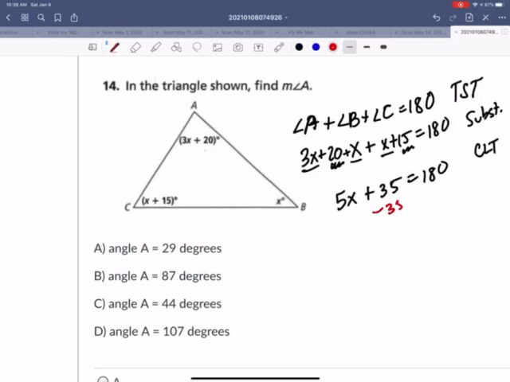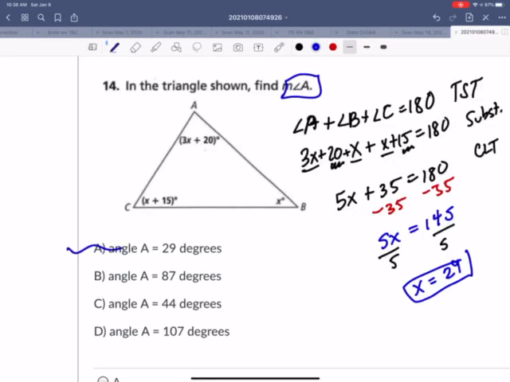I can subtract and then divide. So what do I get? 29. Well, hold on. It asked for angle A, not X. So that one's there to kind of distract me. What would angle A be?